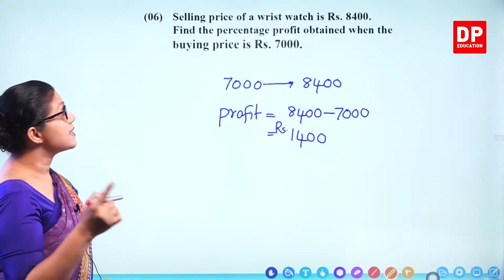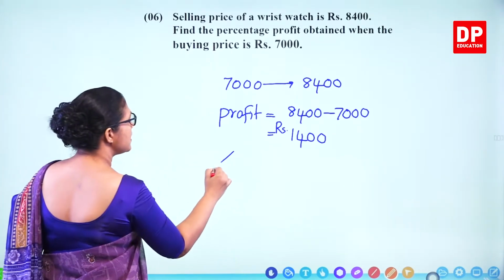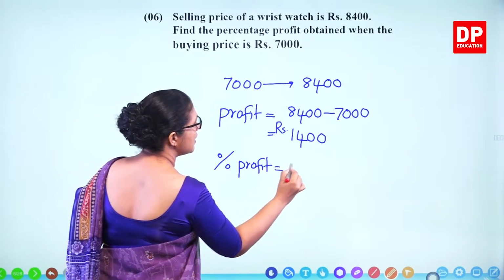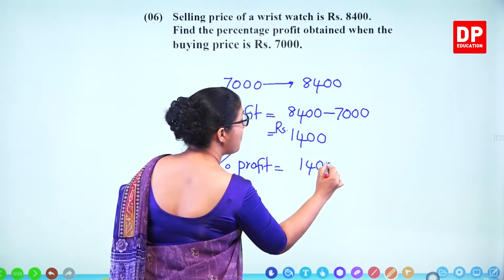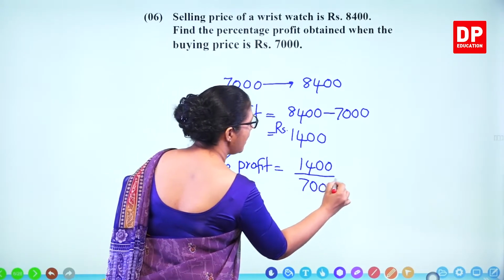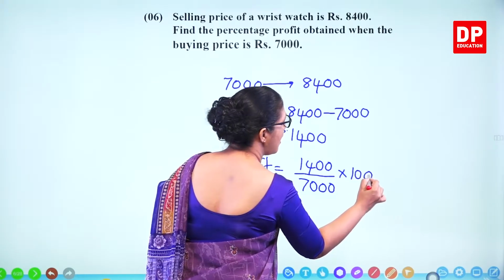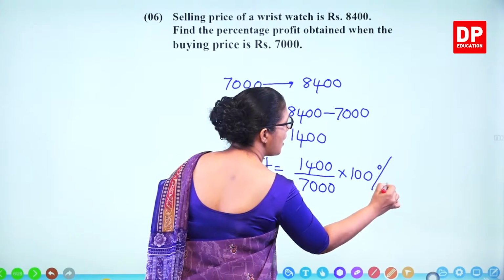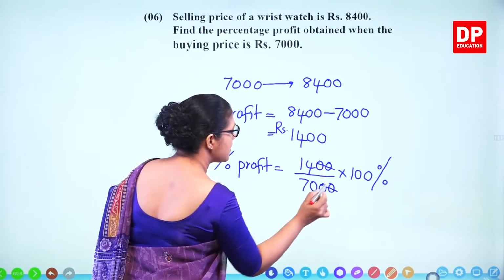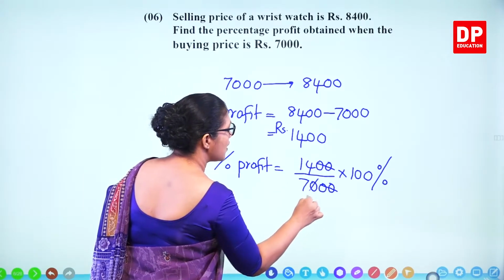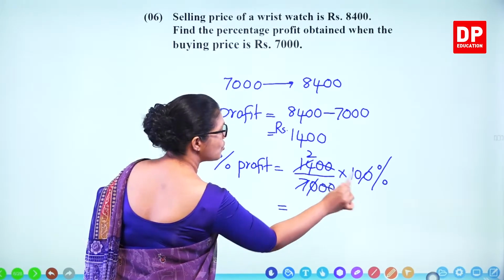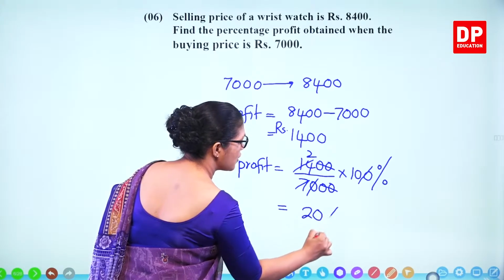Now they are asking percentage profit. So percentage profit is profit divided by the buying price. Buying price is 7,000, into 100. Multiplying by 100 means you have to divide by 100 for the percentage sign. So 2 zeros get cancelled out. Then 1 zero gets cancelled out. 7 times 2, 2 times 10, 20% profit.